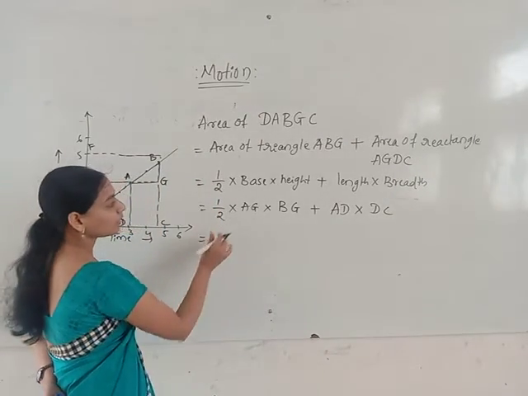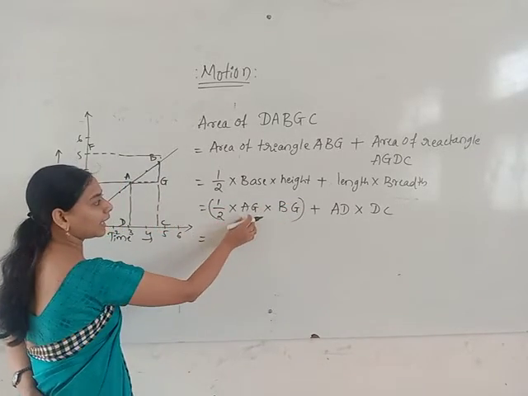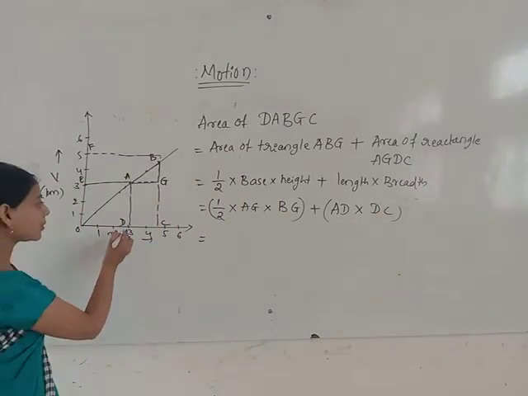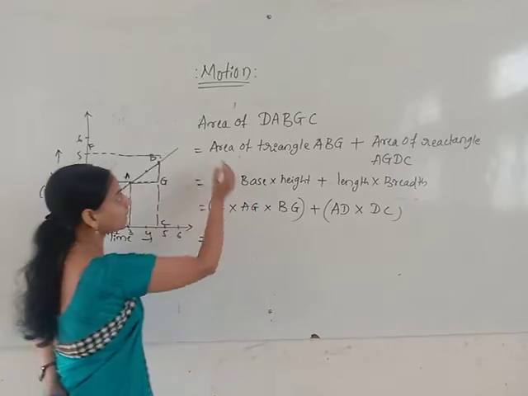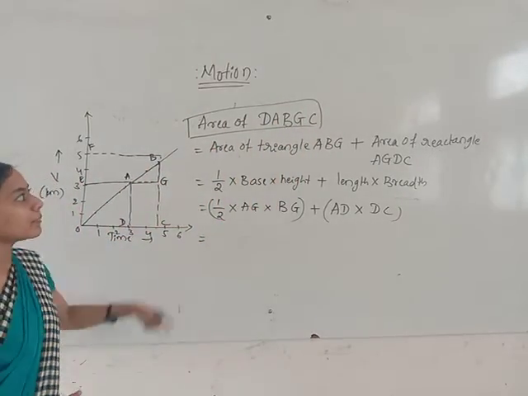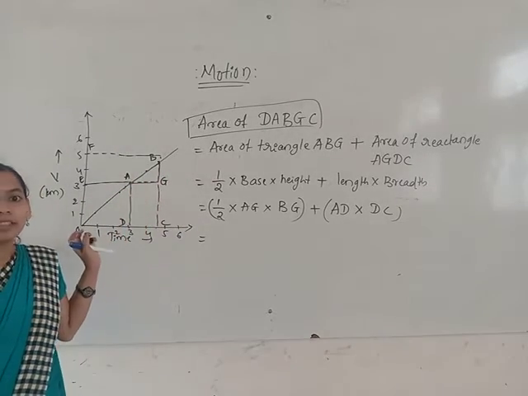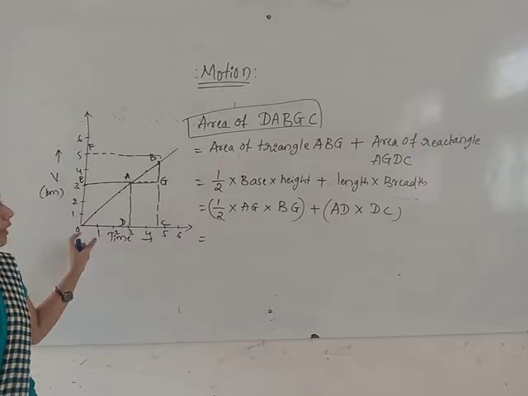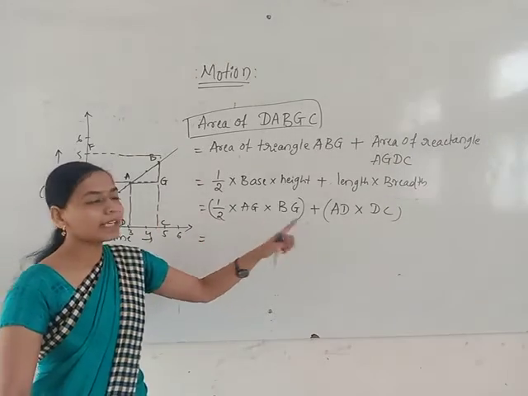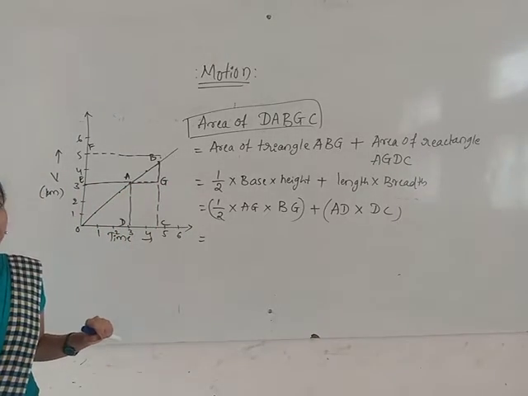So by this formula, 1/2 AG into BC plus AG into DC, if we substitute the values, we get the area of DABGC. That area of DABGC is nothing but the distance between the 2 points in the velocity time graph. Here we are not mentioning any numericals. This is just the idea of how we measure the distance between the 2 points.